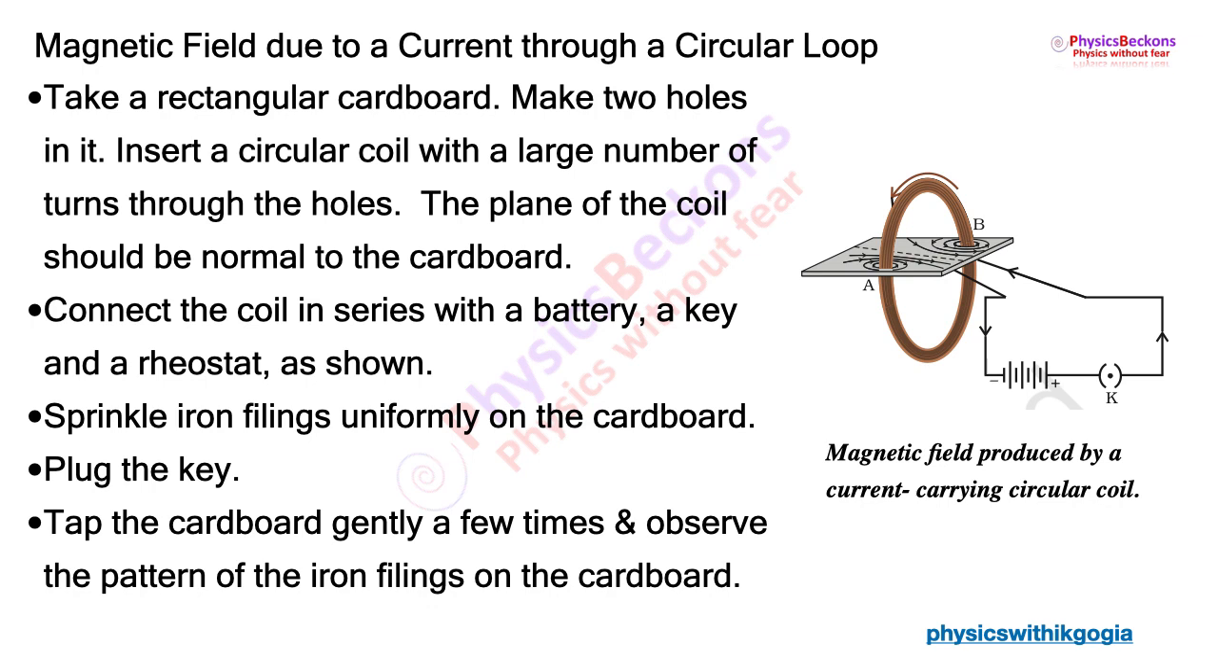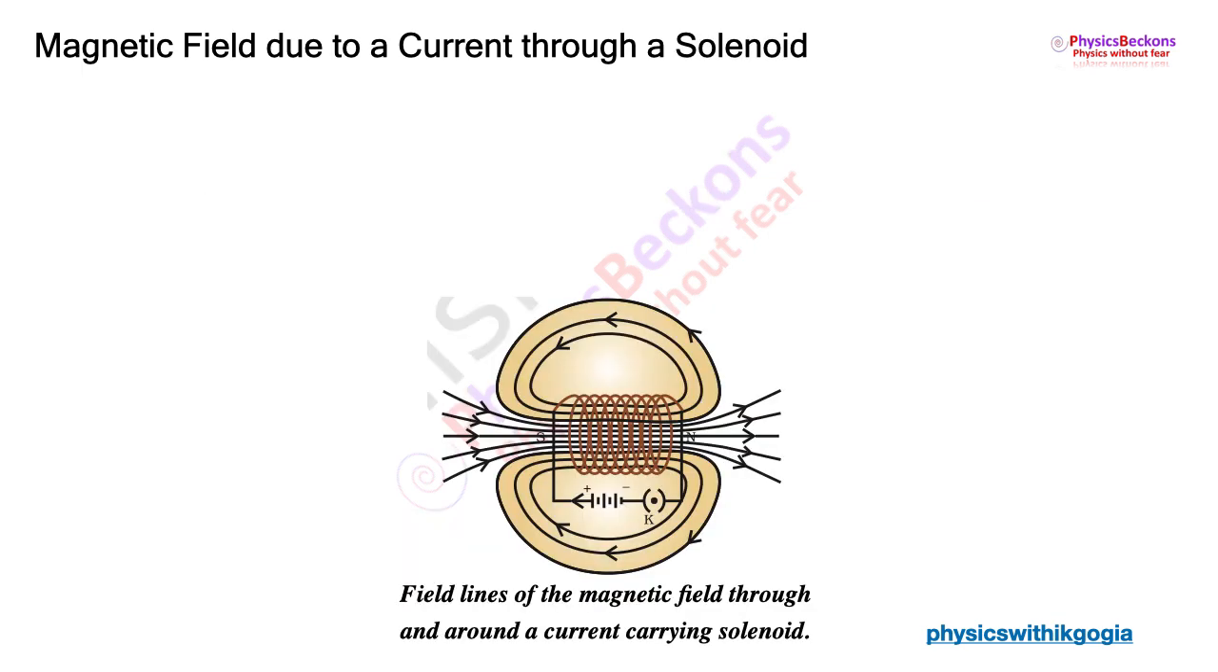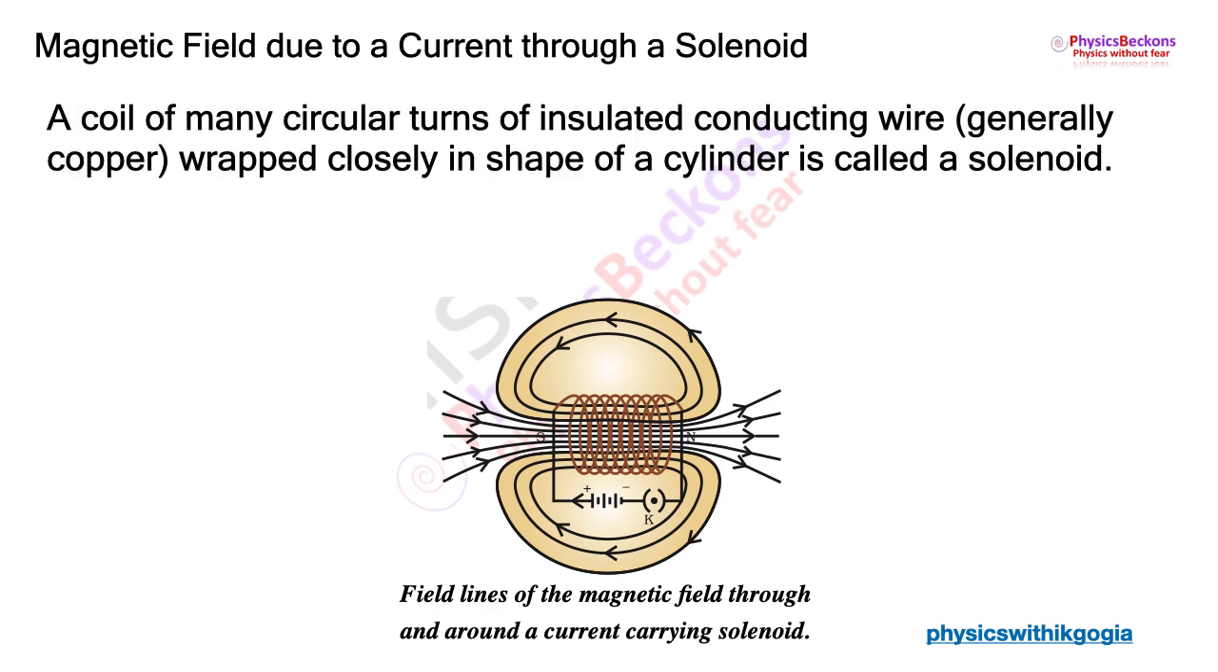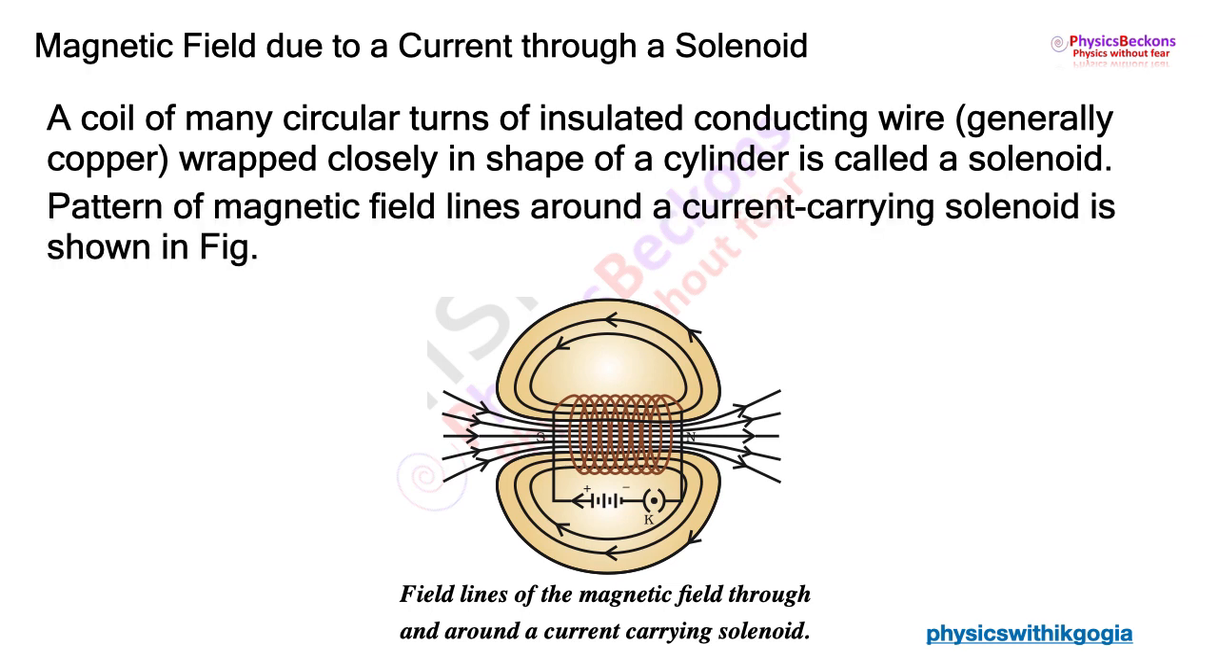Now, let us see the magnetic field due to a current carrying solenoid. The shape of the solenoid is shown. It is a wire bound in spring shape. A coil of many circular turns of insulated conducting wire, generally copper wire we use, wrapped closely in shape of cylinder is called a solenoid. The pattern of magnetic field around a current carrying solenoid is shown in the figure.